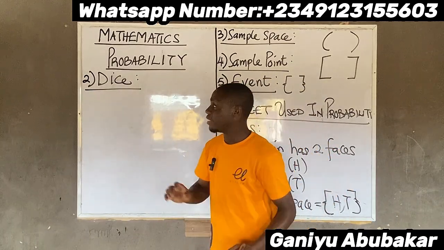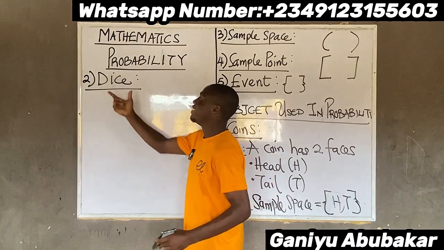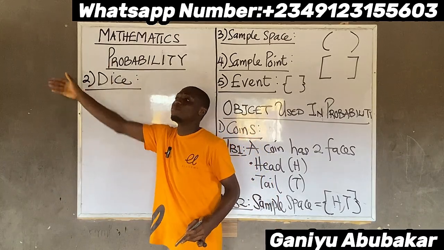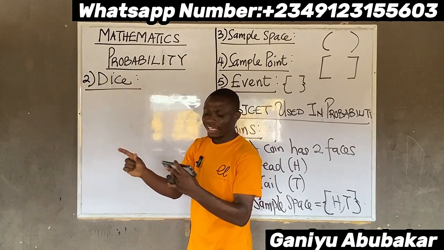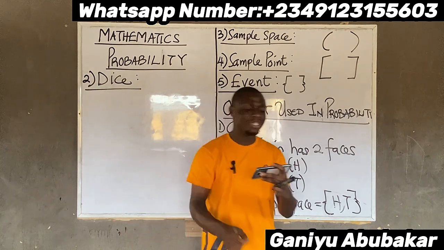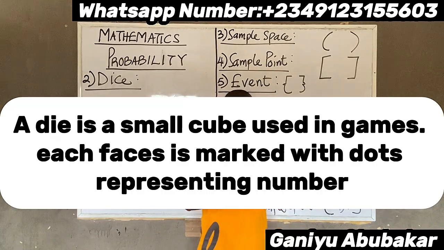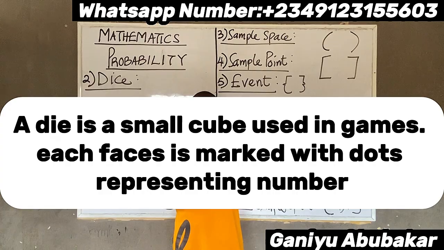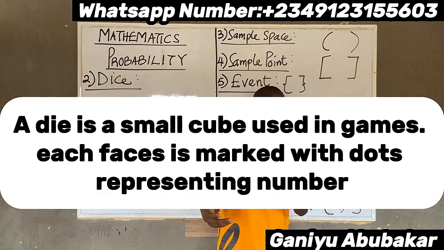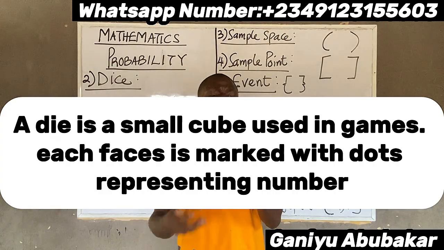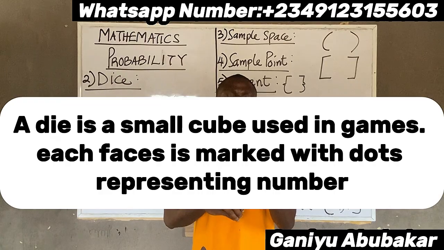Please listen and proceed. Dice is the plural form. Die, D-I-E, is the singular form. A die, which is also called dice, is a small cube used in games.